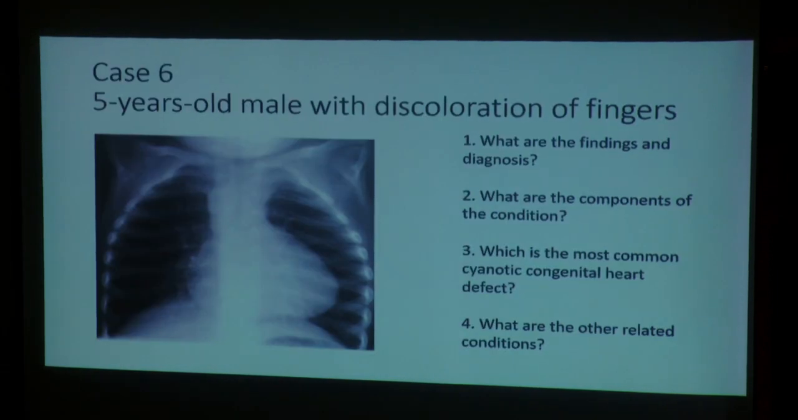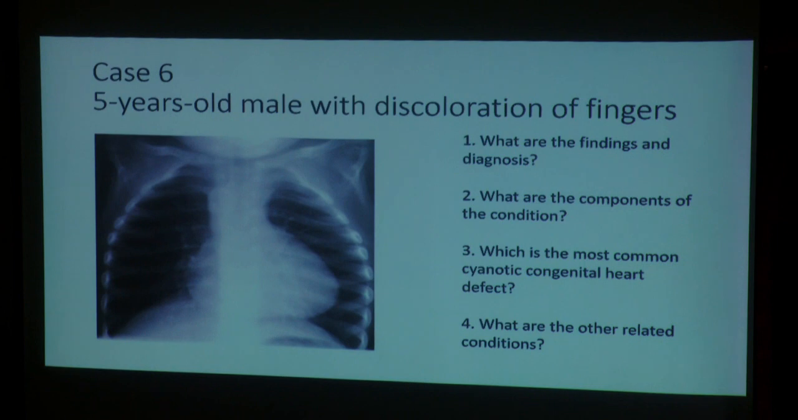This is a 5-year-old male with bluish discoloration of fingers. What is this? Egg on string. I have left the egg on string. It's not the egg on string. What else can it be? What is missing? What else looks like an egg on string appearance?